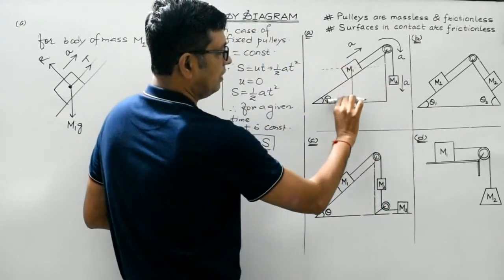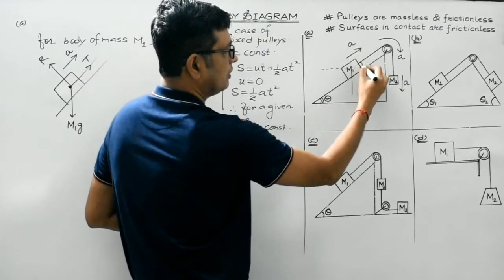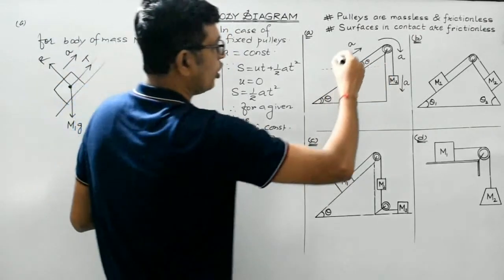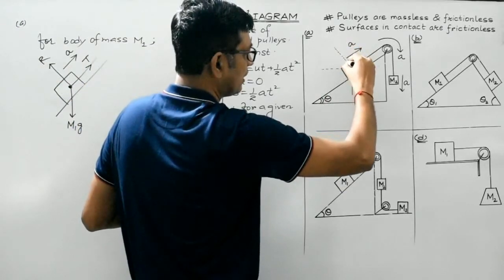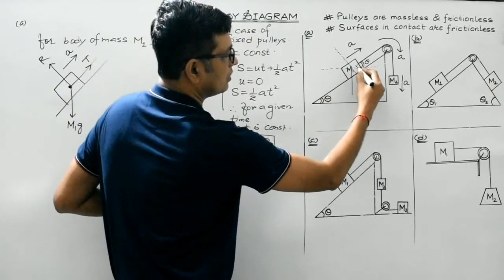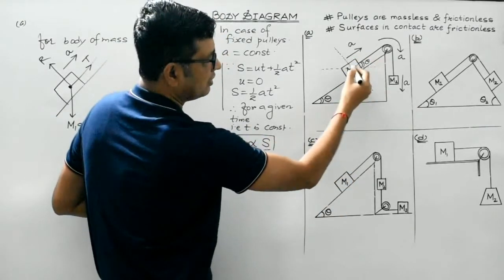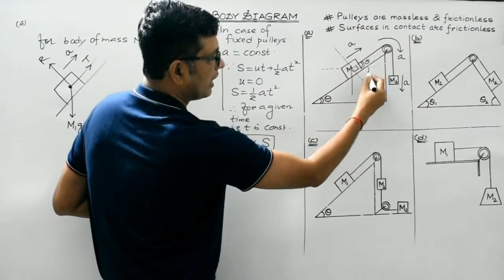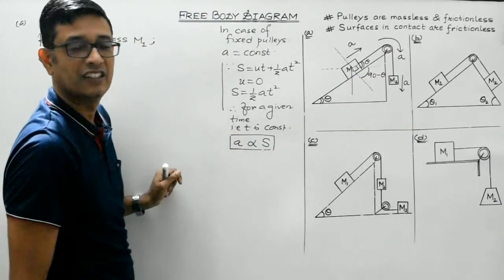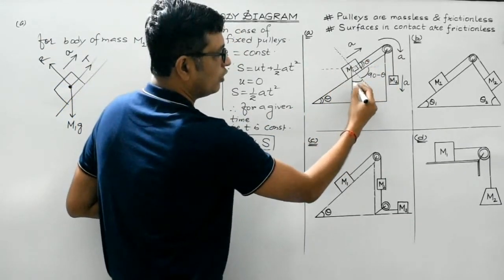Now these two lines are parallel. Therefore, this angle would be equal to this angle. It is theta, isn't it? Now, if you drop a perpendicular to the inclined plane, it will be like this. This is 90 degrees, perpendicular to the inclined plane. This is also 90 degrees. So, the remaining angle would be 90 minus theta, isn't it? Now, this is horizontal line and this is vertical line. So, this remaining angle would be theta.